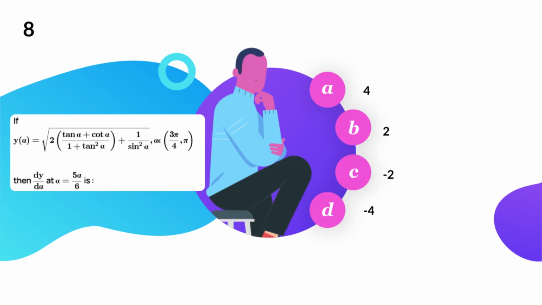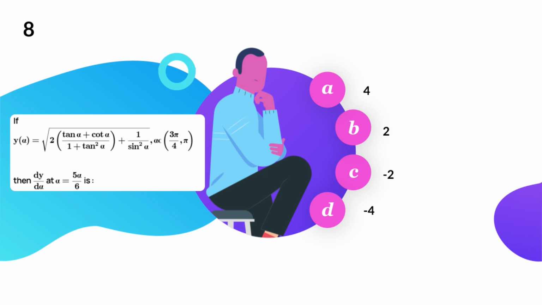Now we come to our eighth question. It is given that y is a function of alpha, y alpha is given as 2 root 2 into tan alpha plus cot alpha by 1 plus tan square alpha, plus 1 by sine square alpha, where alpha belongs to 3 pi by 4 to pi. It is a very important information that we have been given. Then dy by d alpha at alpha equal to 5 pi by 6 will be. This is a question from JEE Maths 2020, and we have options A, B, C, D.